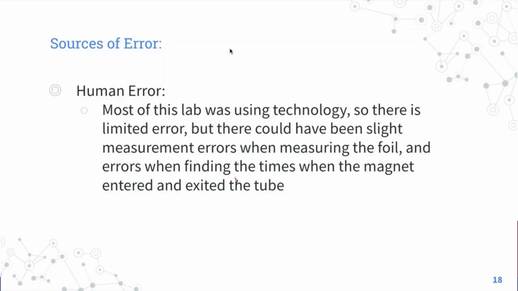So, sources of error: human error. Most of this lab was using technology, so there is very limited error, but there could have been slight mismeasurements, including mismeasurements of the times. Also, dropping the magnet not perfectly in the center could have a slight effect.